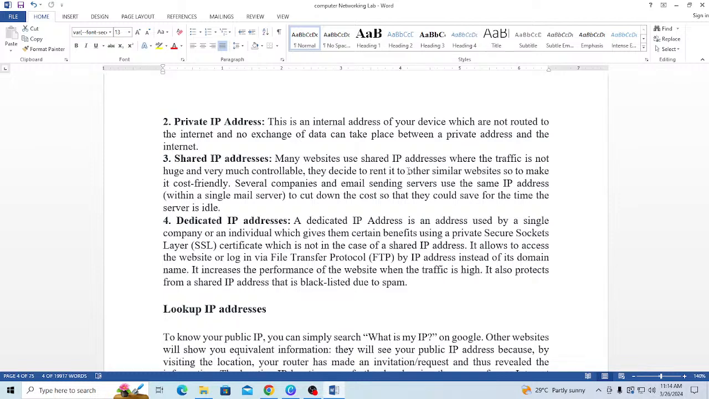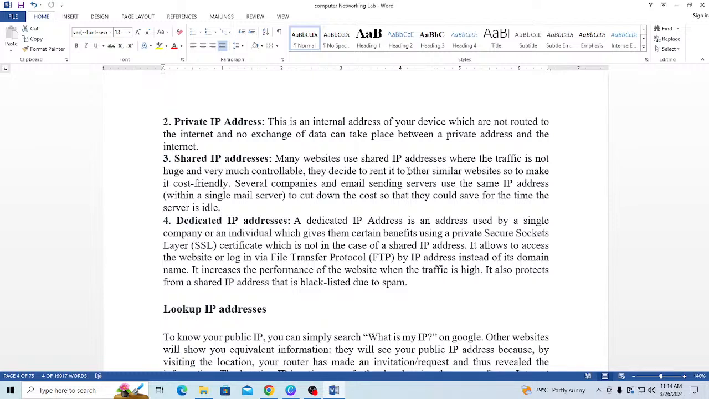So it is a controllable device address. That means it is cost friendly. Actually, it is very costly when we are sending a particular email to the particular server. We need to buy the particular server-related storage. That means whenever our mail ID storage is completed, we have to buy additional GB from Gmail also. That type of address is called a shared IP address.